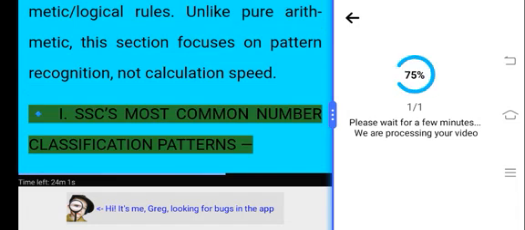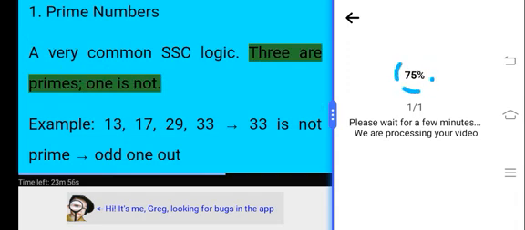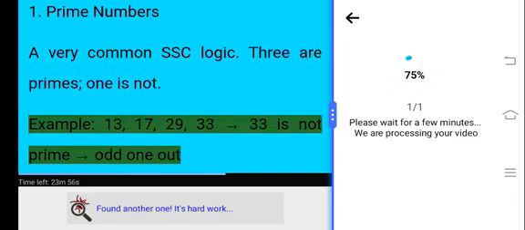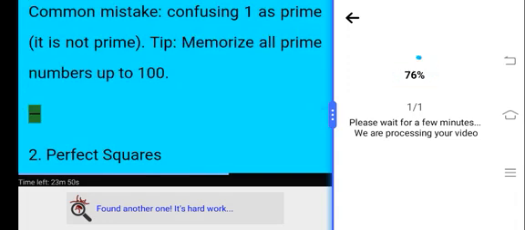SSC's most common number classification patterns. 1. Prime numbers. A very common SSC logic. 3 are primes, 1 is not. Example: 13, 17, 29, 33. 33 is not prime, so odd one out. Common mistake: confusing 1 as prime. It is not prime. Tip: memorize all prime numbers up to 100.